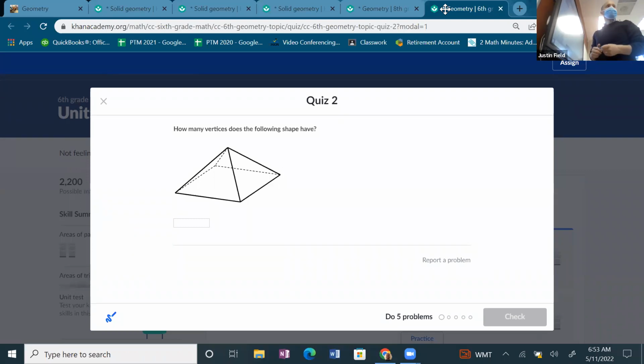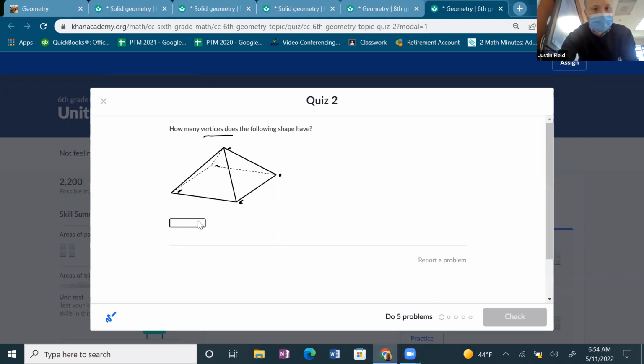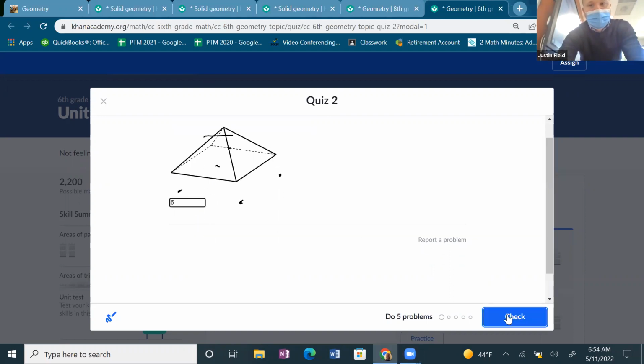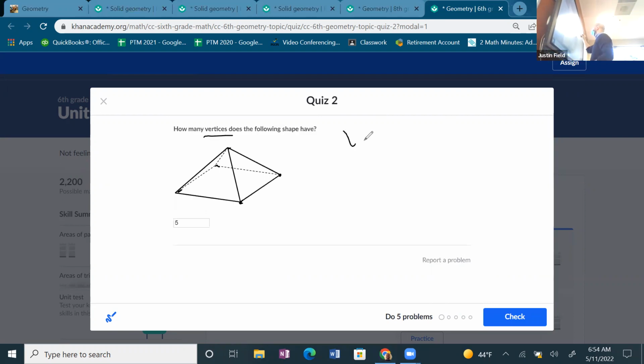How many vertices does the shape have? So vertices are the points. So we got 1, 2, 3, 4, 5. So it's the corners. That's what that is, the corners. We got vertices. Oh, let's write this down. Vertices are the corners.